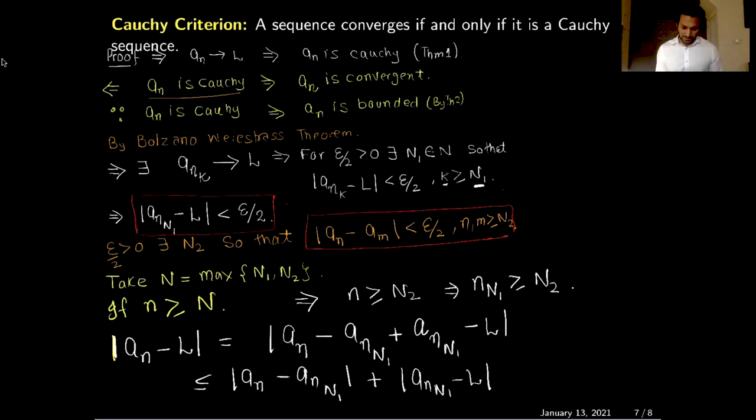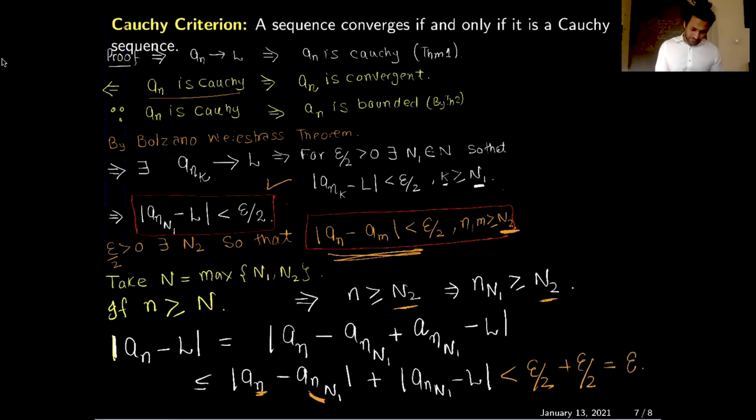And capital N is basically the maximum of N1 and N2. So now both subscripts n and n_{n1} are bigger than or equal to N2, because n1 is also bigger than or equal to N2, and n_{n1} is also bigger than N2. It means this inequality holds, so this term is less than epsilon divided by 2. And this term already satisfies the inequality, it is true for a_{n_{n1}}, so this is epsilon divided by 2. So that leads us to this term being less than epsilon.